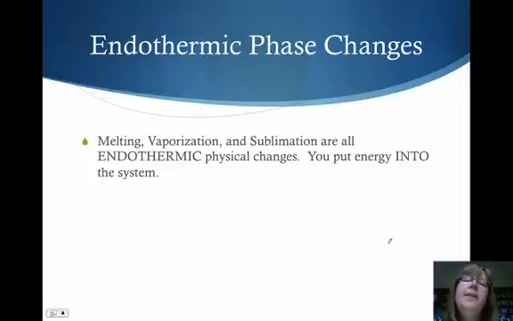All right, all of these phase changes that we've talked about are endothermic. We were putting heat, or we were putting energy, into the system. So melting, vaporization, sublimation are all endothermic. And remember, from the very beginning of the year, changes in state are physical changes. And endothermic means we're putting energy into the system.